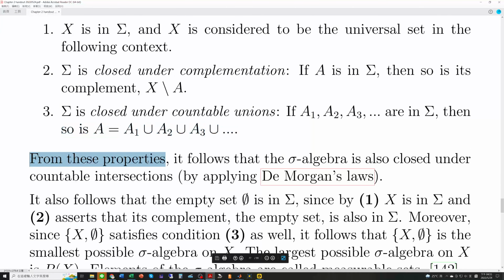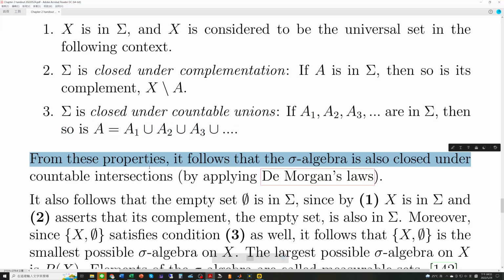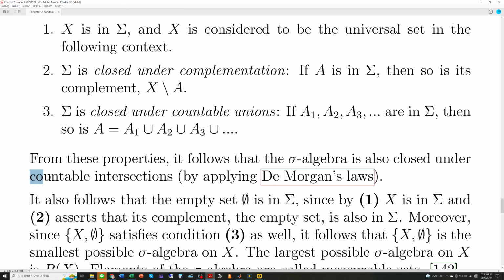From these properties, it follows that the sigma algebra is also closed under countable intersections by applying De Morgan's laws. I will introduce what De Morgan's laws are later. And after learning what De Morgan's laws are, I think that you can easily prove the sigma algebra is also closed under countable intersections.